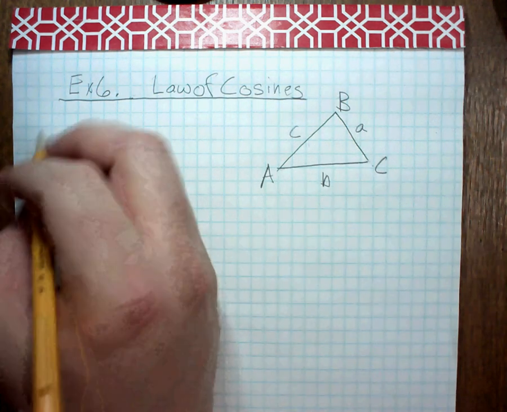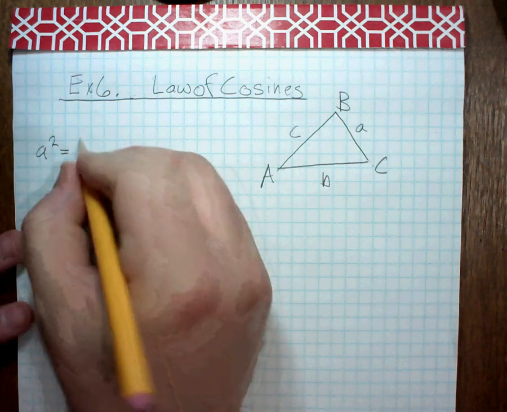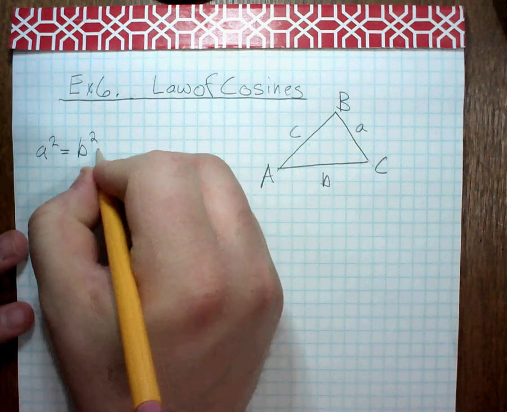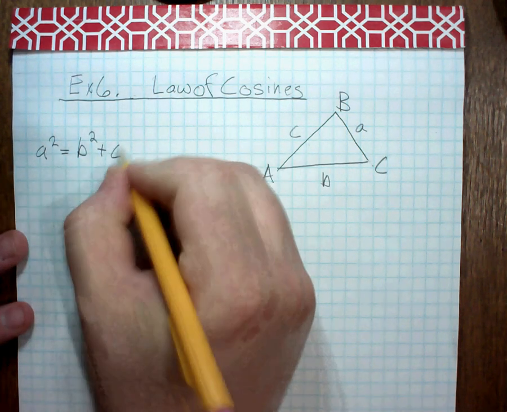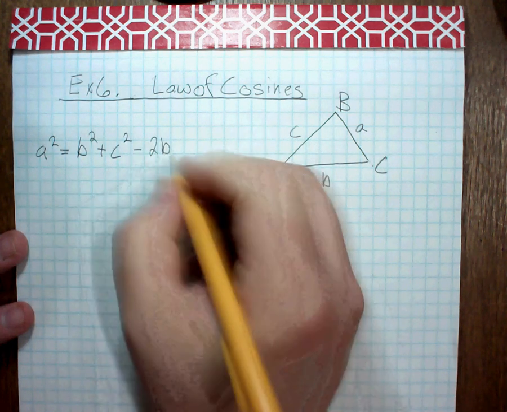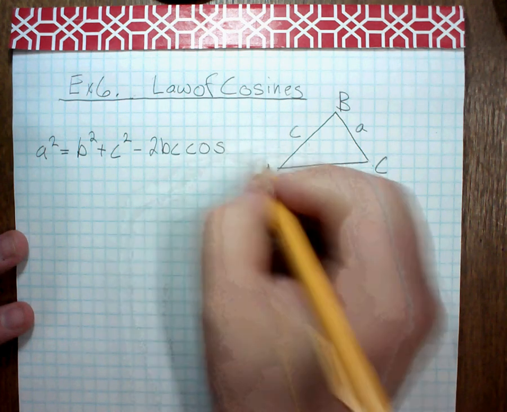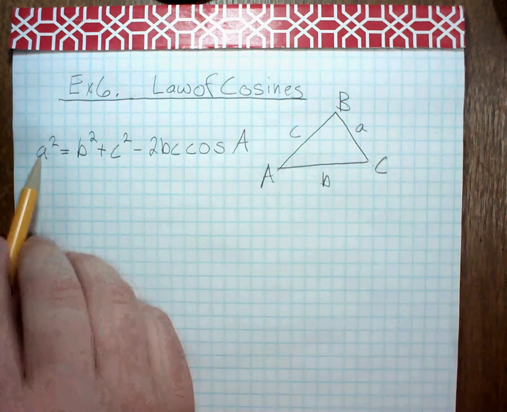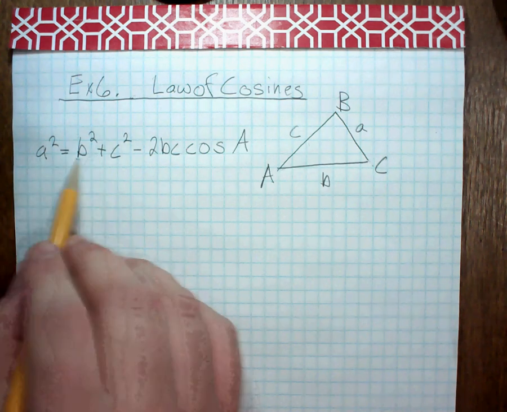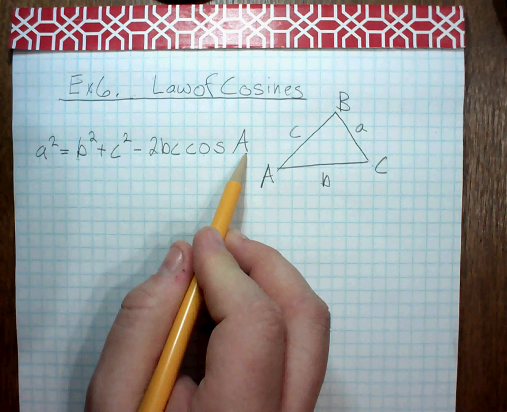Then I know that there's a relationship of a squared is equal to lowercase b squared plus lowercase c squared minus 2bc cosine of capital A. So if you have a lowercase a here, all this other stuff is the other two letters, and then you're going to take the cosine of the capital A.